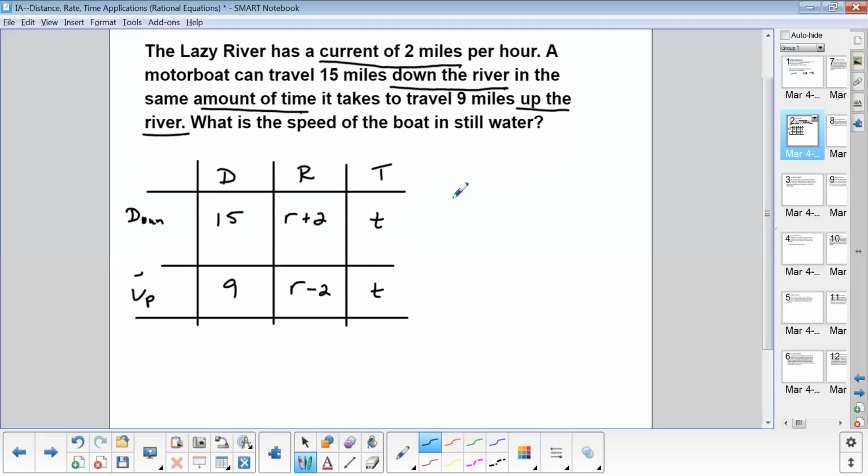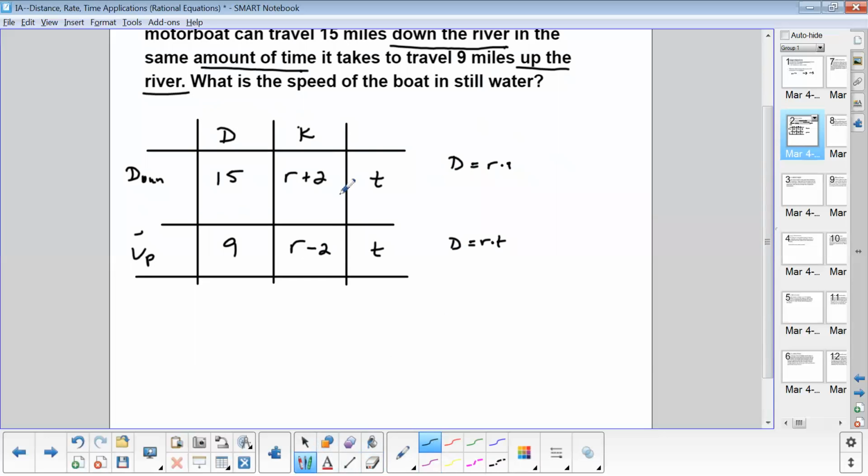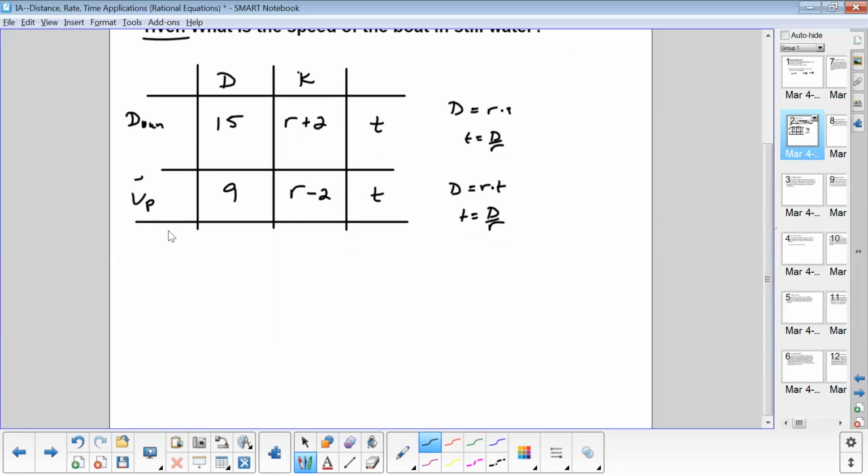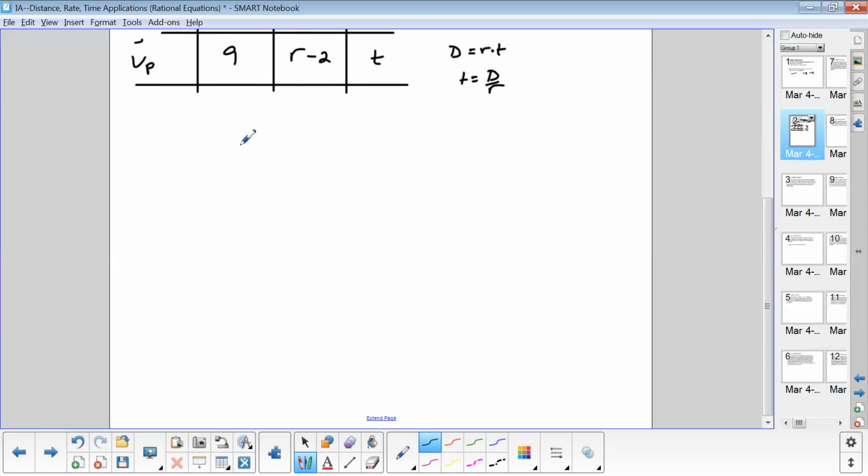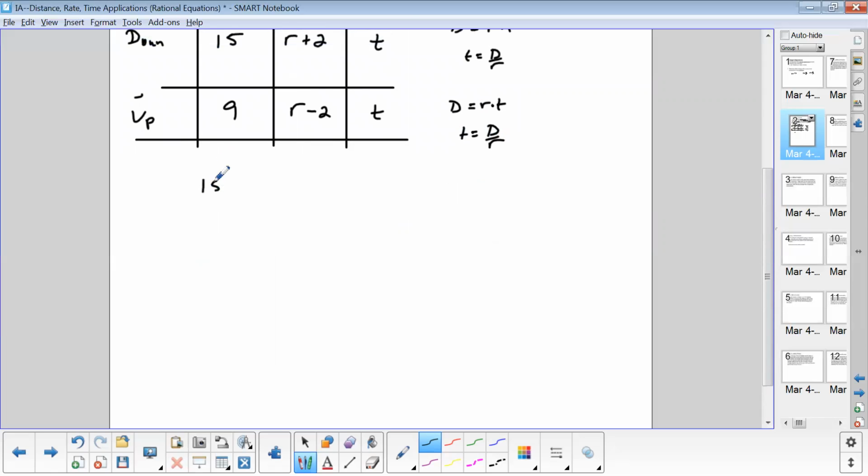So what I have is distance equals rate times time. Here I've got distance equals rate times time. The one thing I don't know is the time. So time would be represented as distance divided by rate. So let's come down here, and I would say downriver would be 15 divided by r plus 2.